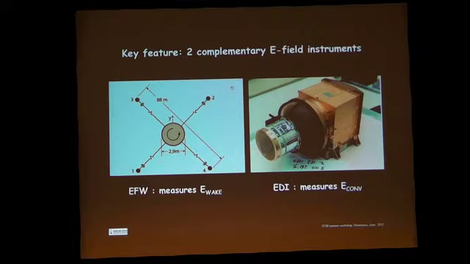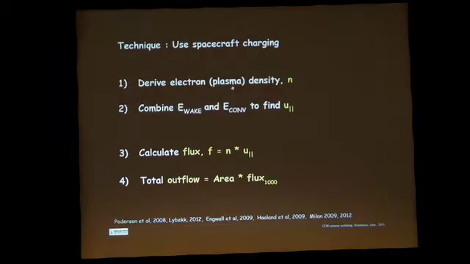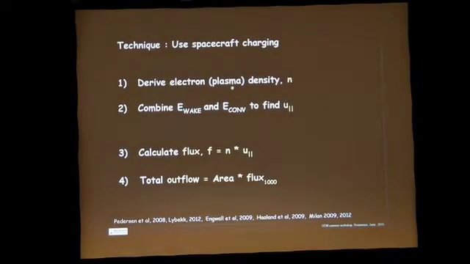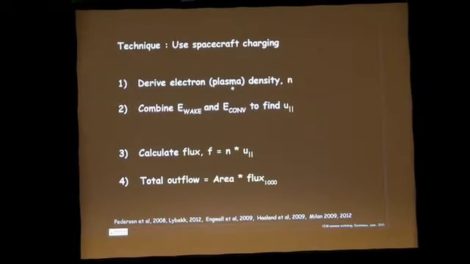So we now combine these 2 instruments. Basically, what we do, we derive the density from the spacecraft charging. We use the wake to derive the parallel bulk outflow of these cold ions. We calculate the flux, so we have the flux of cold ion outflow. And if we want, we can find an estimate of the polar cap area, and we can calculate the total outflow.